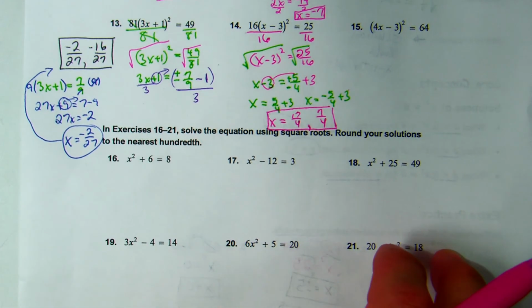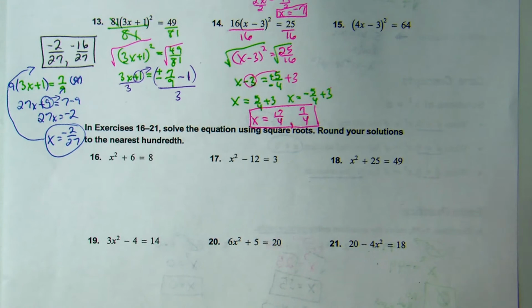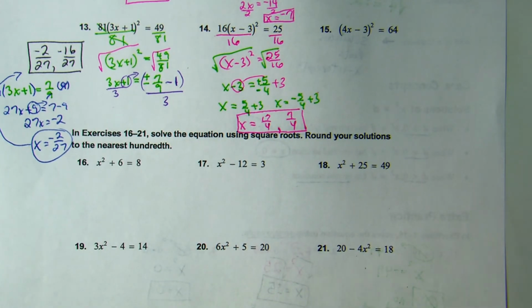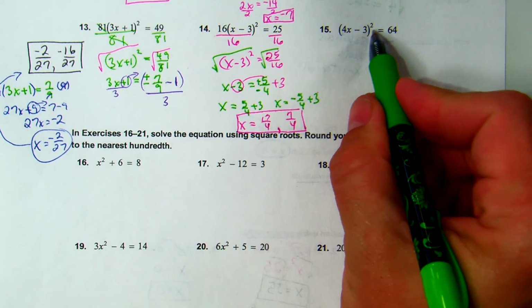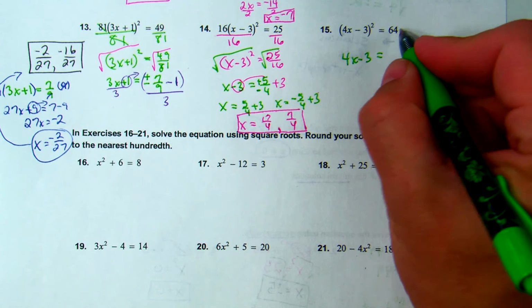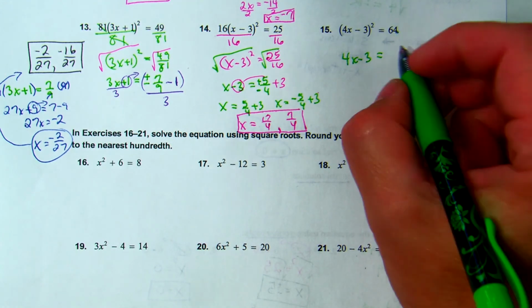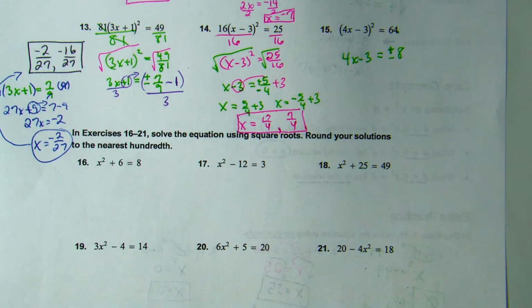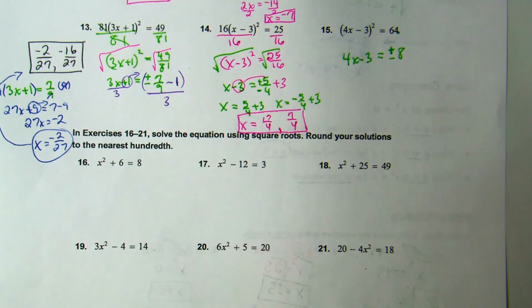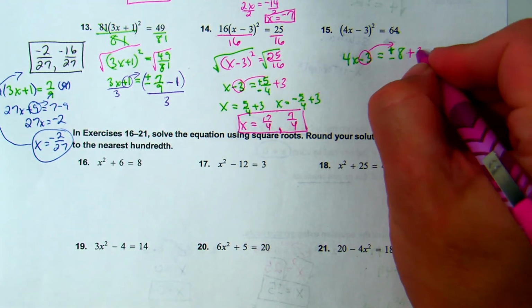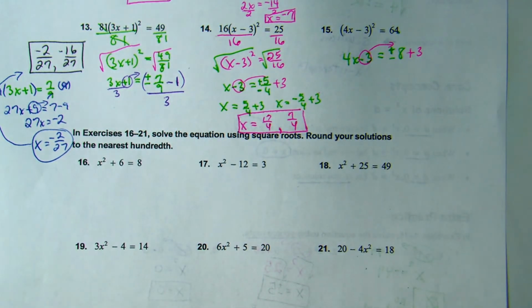All right, number 15 works out a little more nicely. We don't have to deal with the fractions. We're not dividing by anything. Remember that we've got something squared, and the square root of that is just the something. And then 64, take the square root of that, is a plus or a minus 8. So we're going to add 3 to both sides. And then to get the x by itself, we have to divide by the 4, right?